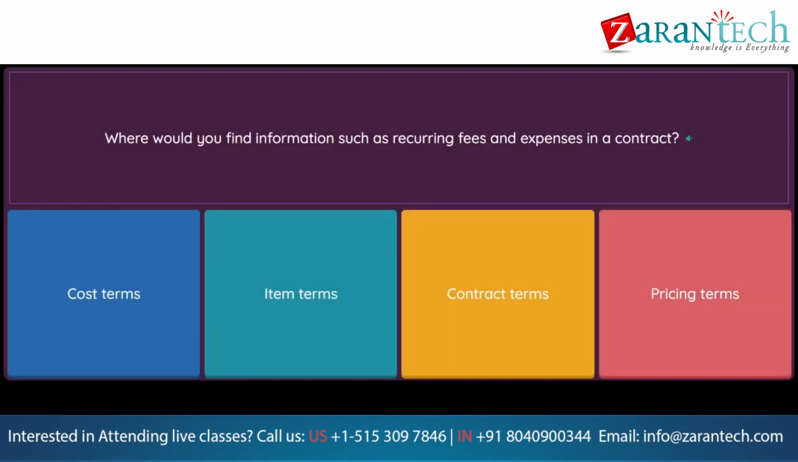Question: where would you find information such as recurring fees and expenses in a contract? Option 1: cost terms. Option 2: item terms. Option 3: contract terms. Option 4: pricing terms.